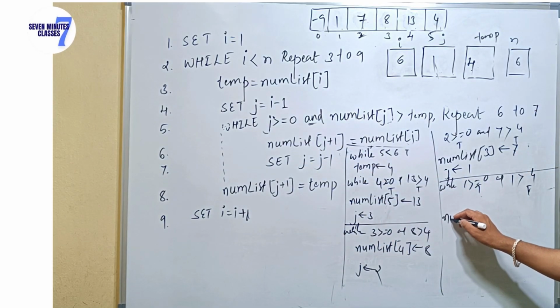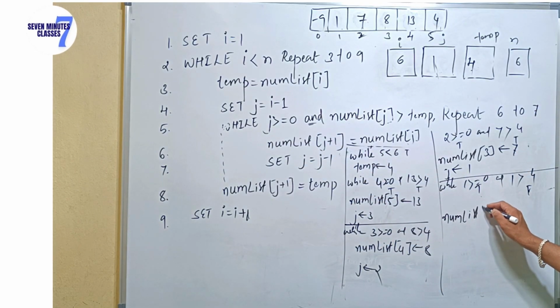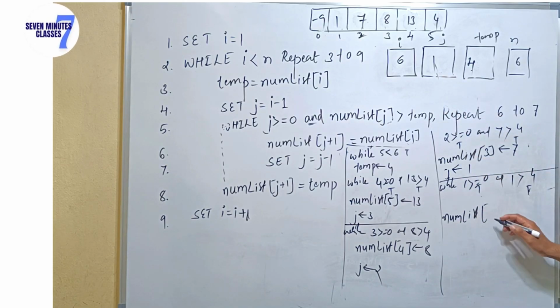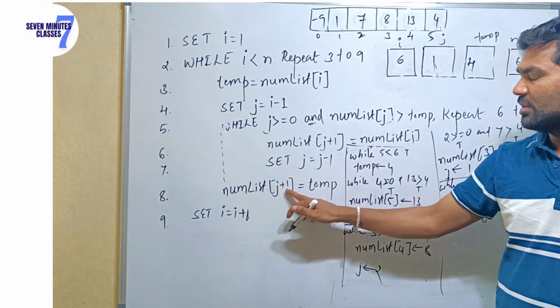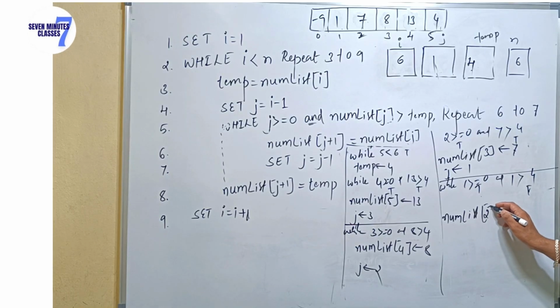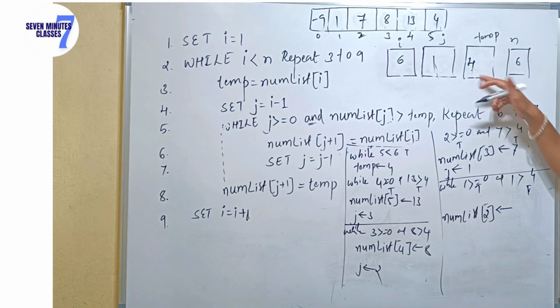So let me write num list of j. What is the value of j? 1. But here it is j plus 1. j was 1. 1 plus 1 is 2, into this. Okay. Temp. What is the value of temp? 4. 4 goes to this.